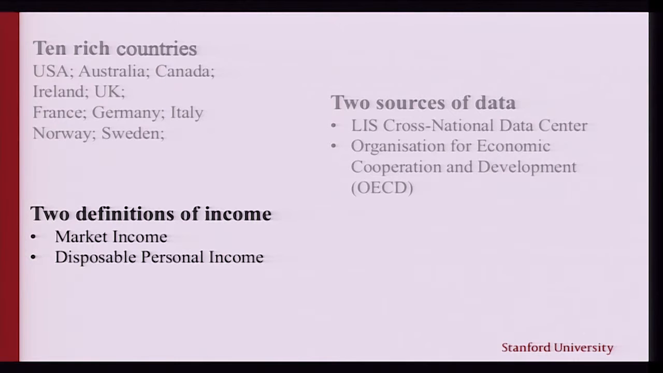So disposable personal income is going to subtract out taxes and add in tax credits. In the US, it's primarily the earned income tax credit. And then we're going to add in cash and near cash transfers, so Social Security, unemployment, and food stamps. As Janet said, what we're going to miss, though, is the in-kind transfers. So we're going to miss, importantly, health care. We're going to miss housing subsidies, and we're going to miss education.